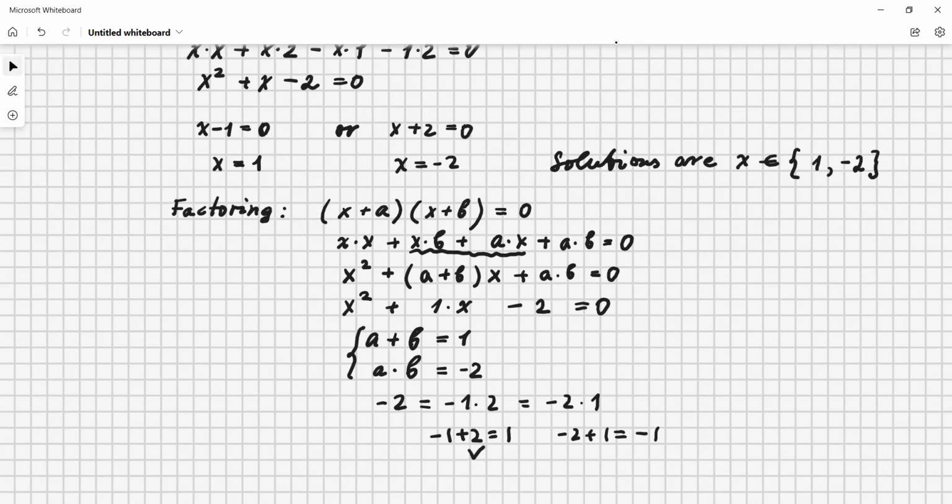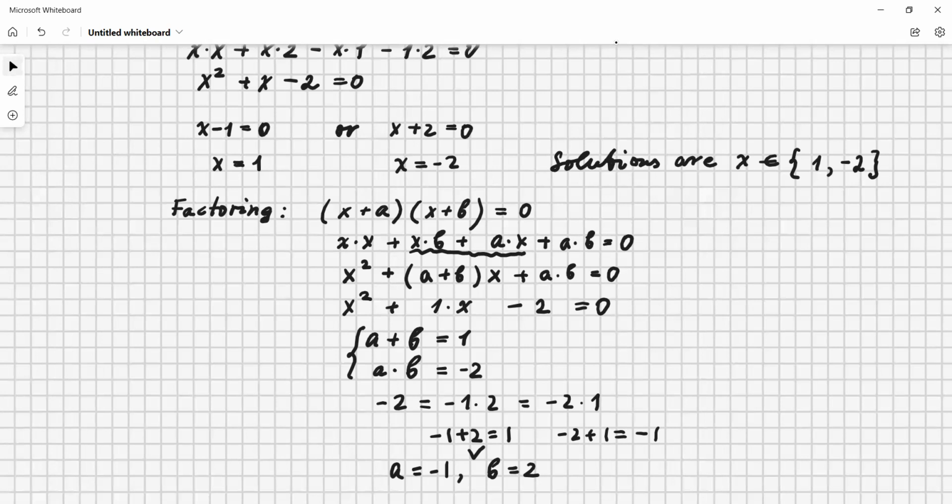So we can say that a equals, for example, -1 and b equals 2. It's not important which one is equal to which, because you can always switch the factors. So you can say that a equals -1 and b equals 2, and then write down your expression in factored form. Okay, so that's how we solve by factoring.